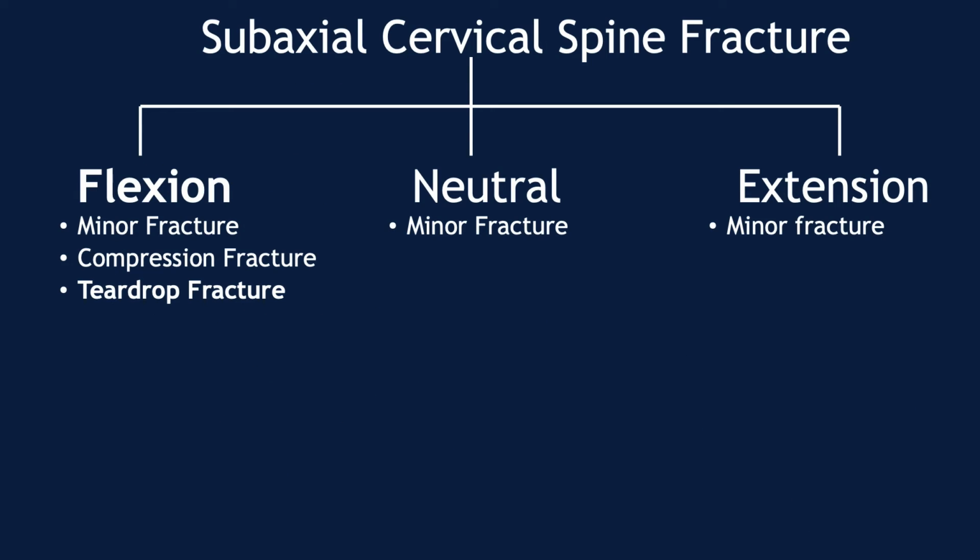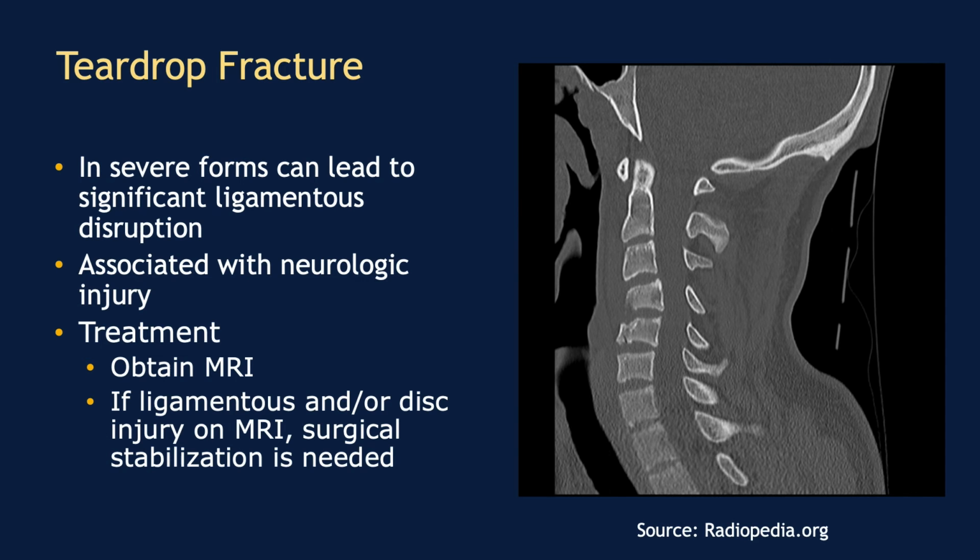Next, we're going to discuss teardrop fractures in the flexion pattern of injury. Teardrop fractures in severe forms can lead to significant ligamentous disruption, and they're usually associated with neurologic injury. They require specific discussion here as they're a result of a hyperflexion injury with axial loading. These forces result in compression of the anterior column with tension on the discoligamentous complex. Imaging may reveal a small chip of bone beyond the anterior inferior edge.